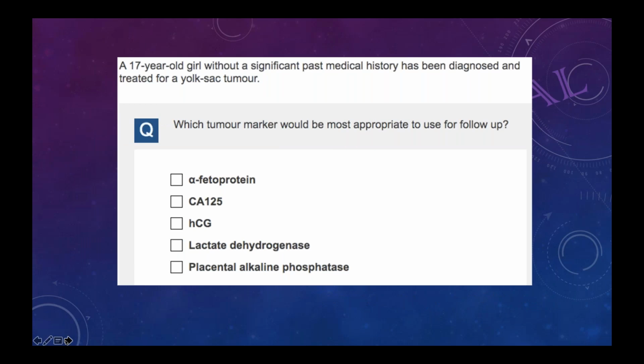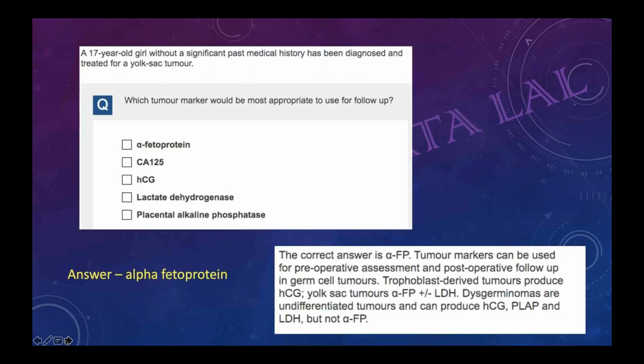Okay, a 17 year old girl diagnosed with a yolk sac tumor. What tumor marker will you do? Alpha fetoprotein is the answer. LDH will be for dysgerminoma.